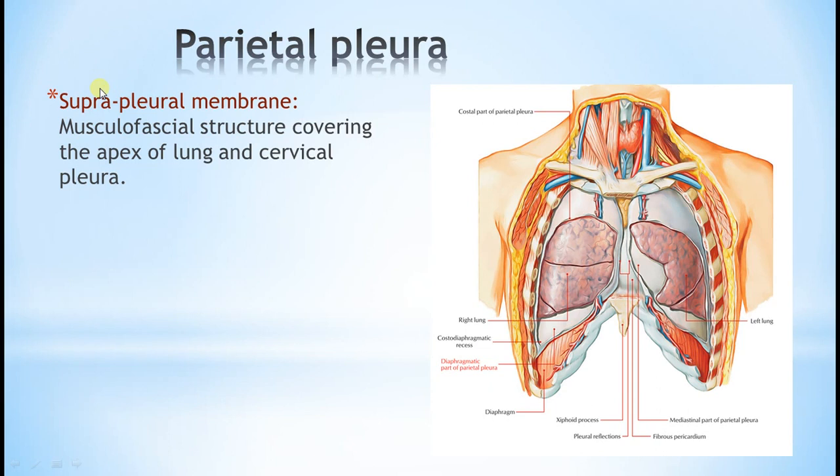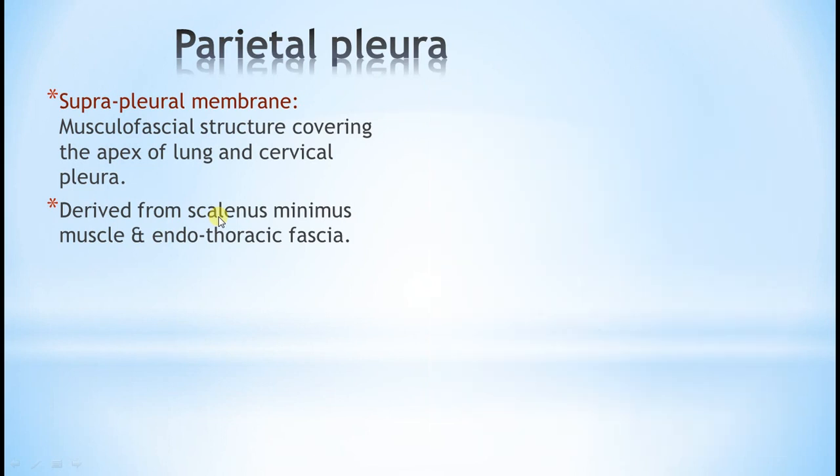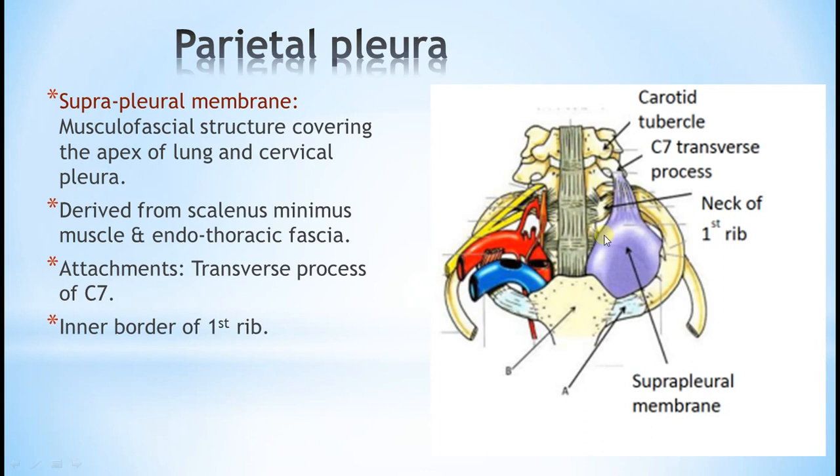It is mostly made up of fascia, and some amount of muscle fibers is also present. The muscular part is derived from a muscle called the scalenus minimus, and the fascia is the innermost fascia lining the thoracic wall, that is the endothoracic fascia. So these two contribute to the formation of the suprapleural membrane. It is attached to the transverse process of C7, and then fans out to get attached to the inner border of the first rib.